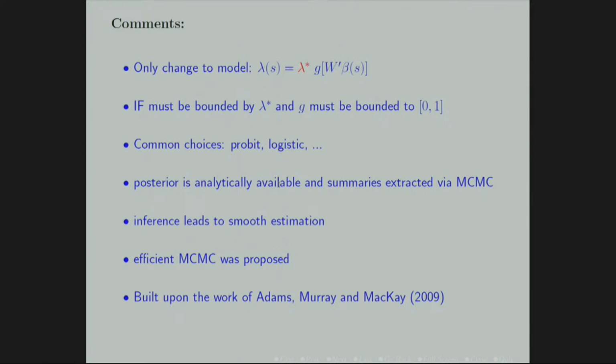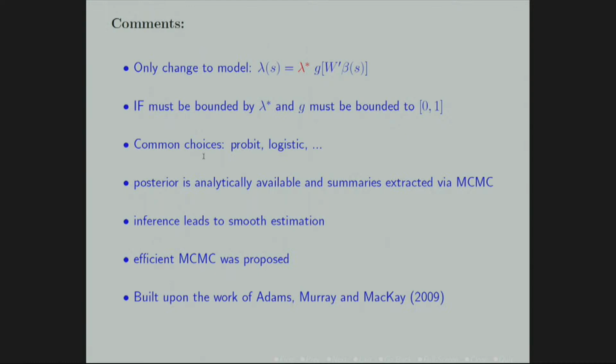So the only change to the model that I previously presented was that we need to include the supremum, and then we use a function. The link function must be bounded to 0, 1, otherwise this would not be the supremum of the intensity. Okay? So there are many options here. You can use the probit, the logistic, and other possibilities are available. We have worked with probit and logistic because they provide nice ways to perform the step of the extraction of information via MCMC. It gives us very nice MCMC.